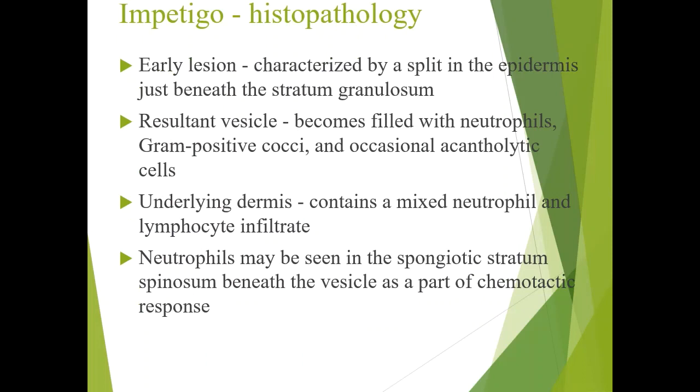On histology, the early lesions are characterized by a split in the epidermis just beneath the stratum granulosum. The resultant vesicle becomes filled with neutrophils, gram-positive cocci, and occasional acantholytic cells. The underlying dermis contains a mixed neutrophil and lymphocyte infiltrate. Neutrophils may be seen in the spongiotic stratum spinosum beneath the vesicle as part of the chemotactic response.